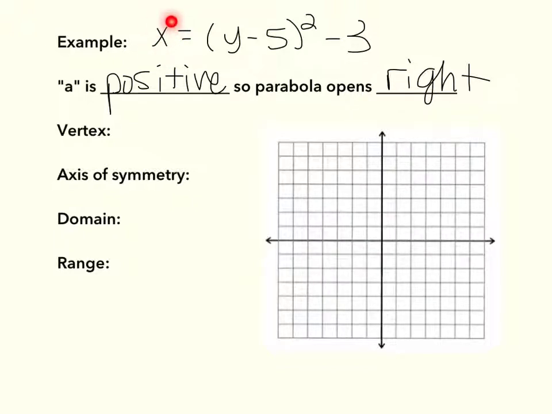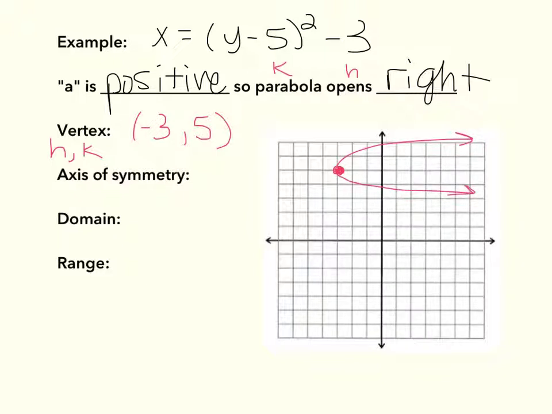So the vertex you read a little differently because your h is over here and your k is here. So your vertex is still h and k, they're just in different spots in your equation. So your vertex is negative 3, positive 5. And you find that on your graph. I think that's 4. There we go. Negative 3, positive 5, and it opens to the right.